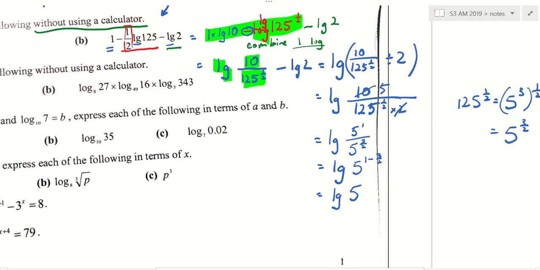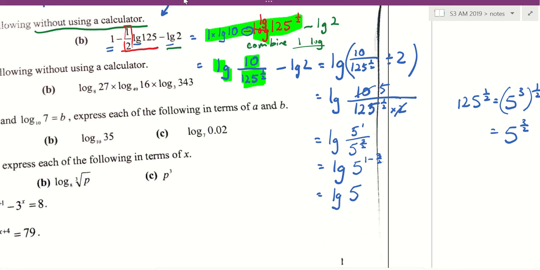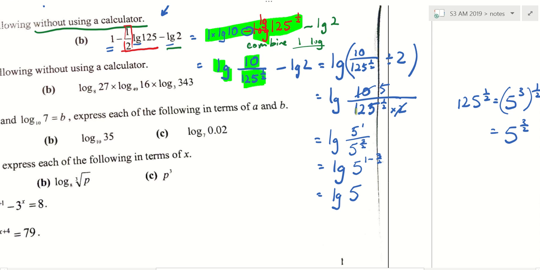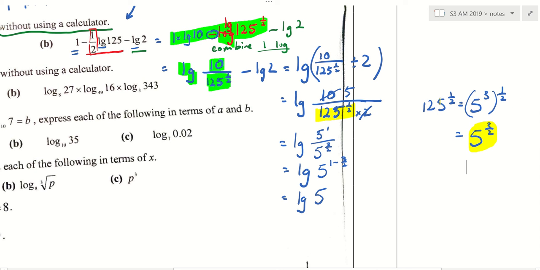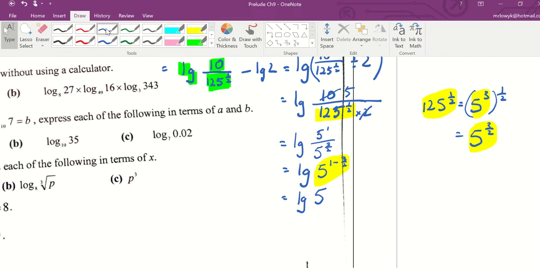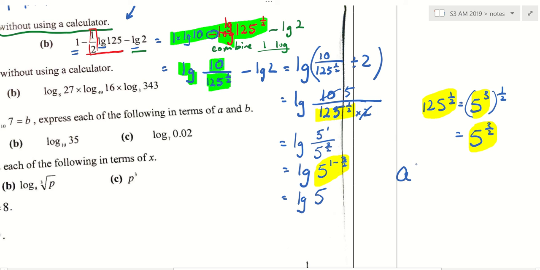I continue here. Just now Jing Feng asked, why is 125 to the power of half equal to 5 to the power of 3 over 2? So I show you the working over here. 125 to the power of half is as good as 5 cubed to the power of half. That's why it's 5 to the power of 3 over 2. Now, how do I get this? I use the indices property again. a to the power of m over a to the power of n is a to the power of m minus n. So that's why I get something like that.